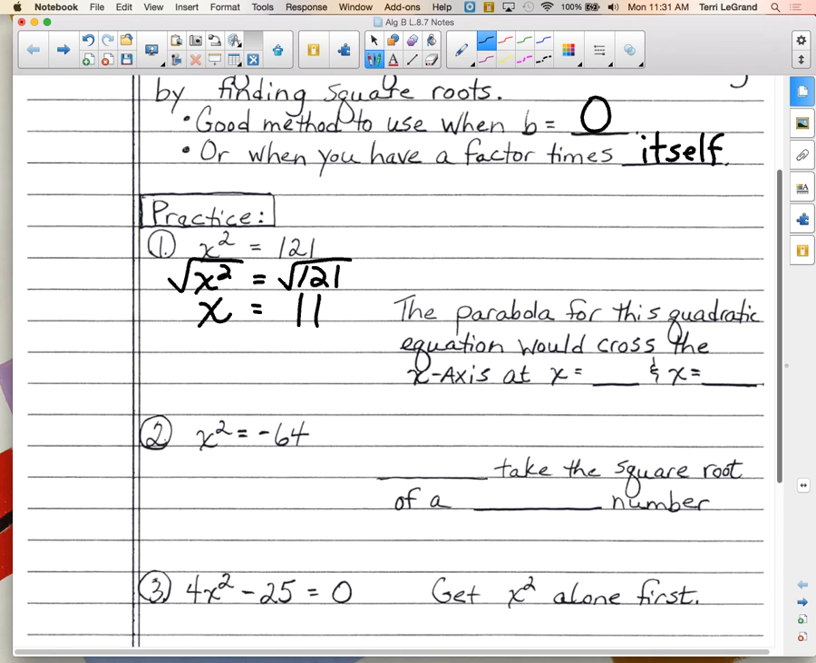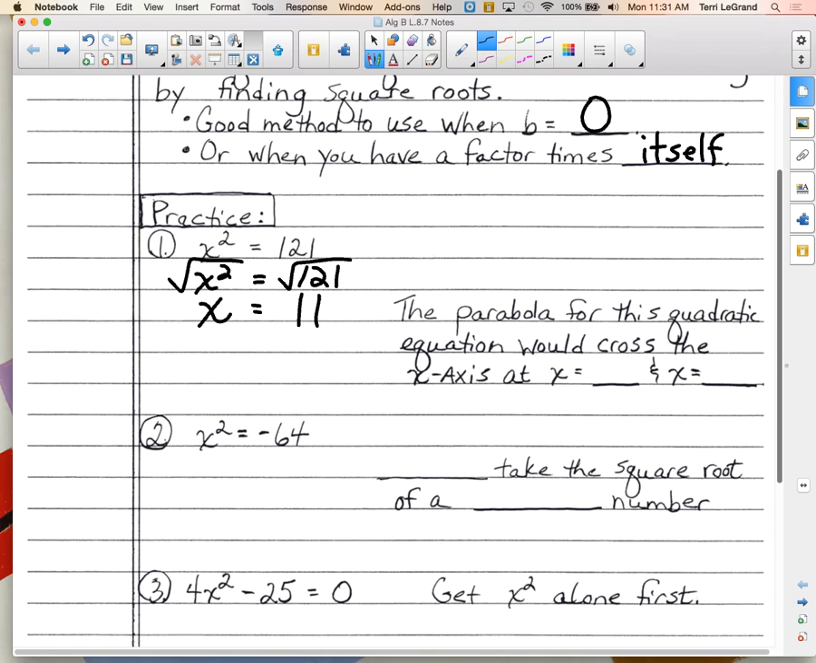Okay, so here's what I want you to do in your calculators: graph this. To graph it, we are going to have to move that 121 over to the other side. So let's go to our y equals. Clear out anything that's in there right now, and put in x squared minus 121, because we're going to get it moved over.